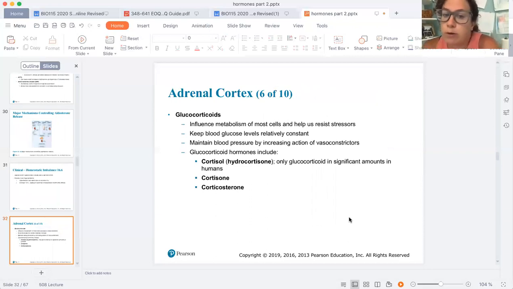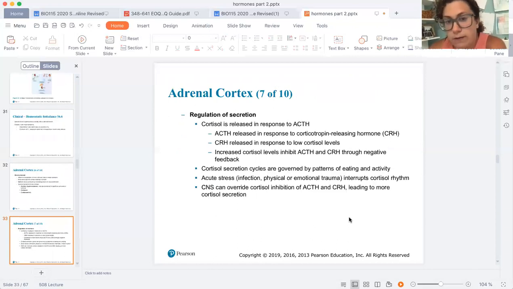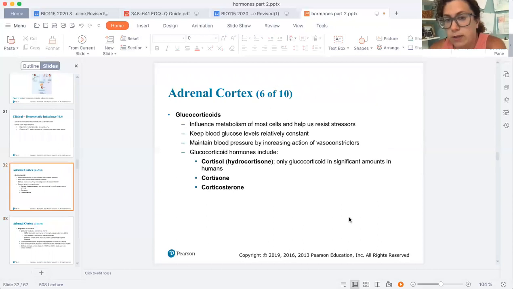We have glucocorticoids, which are mainly cortisol. The job of cortisol is to help maintain blood sugar and also a little bit maintain blood pressure. But the main thing I want you to remember is that glucocorticoids, the sweets, sugar, help keep blood glucose levels relatively constant.